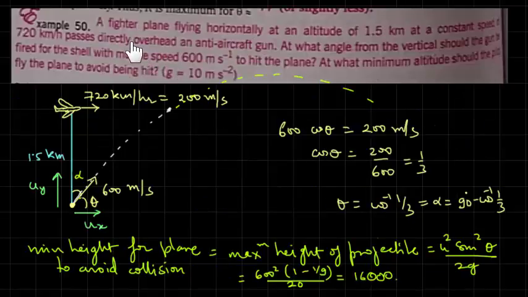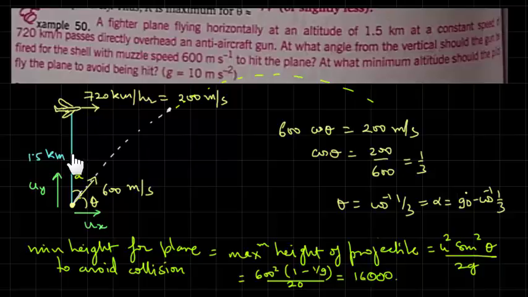Now this is a very interesting question. A fighter plane flying horizontally at an altitude of 1.5 km at a constant speed of 720 km per hour passes directly overhead an anti-aircraft gun. At what angle from the vertical should the gun be fired for the shell with muzzle speed 600 meter per second to hit the plane? At what minimum altitude should the pilot fly the plane to avoid being hit?